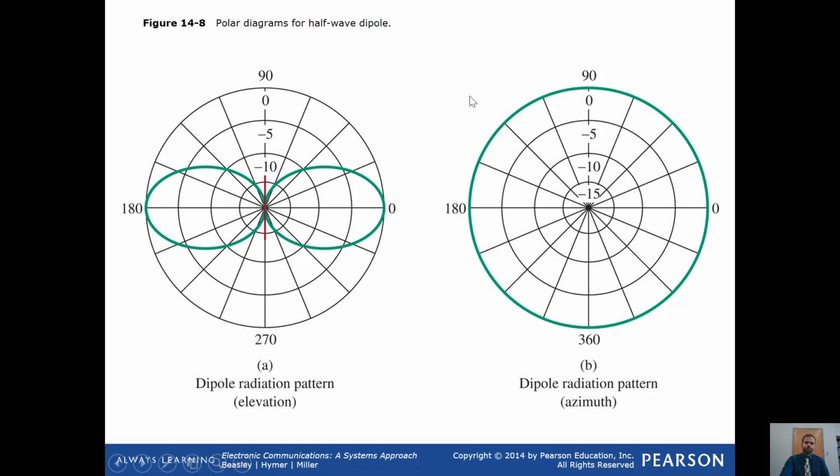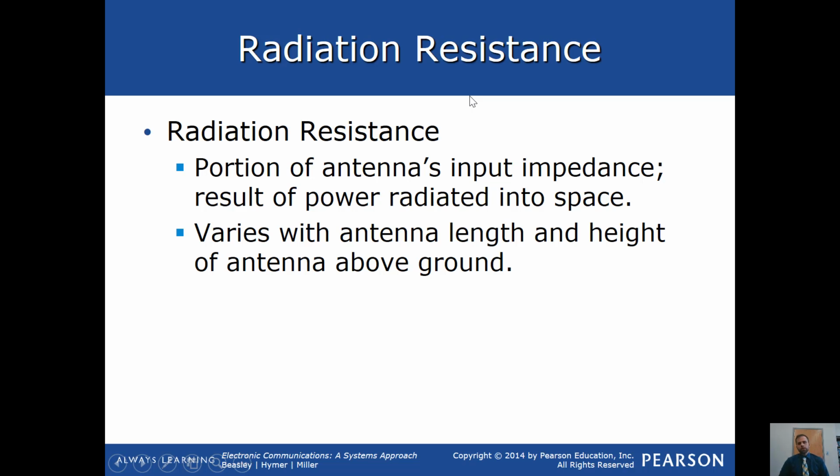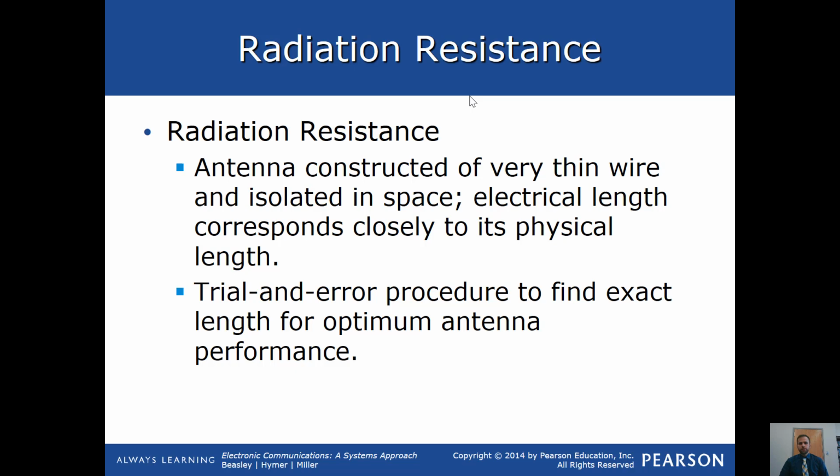Now we talk a little bit about radiation resistance. This is the portion of the antenna's input impedance that is a result of power radiated into space. It varies with the antenna length and the height of the antenna above the ground. An antenna would be constructed of a very thin wire and isolated in space, and the electrical length corresponds closely to its physical length.